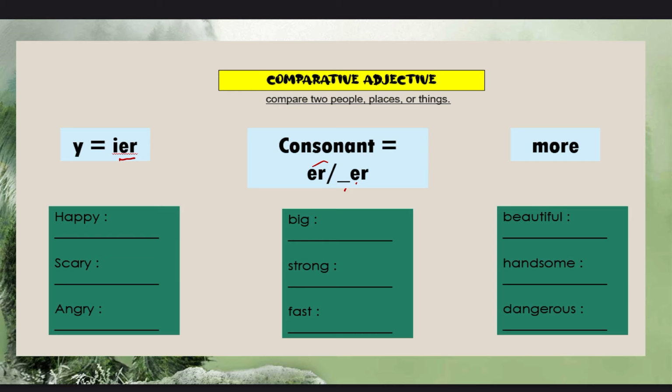Next one, you don't need to change the spelling. You just need to add "more" at the front of the words. Okay, now let's do it together. So for happy, change Y to become IER. So the phrase should be happier than.